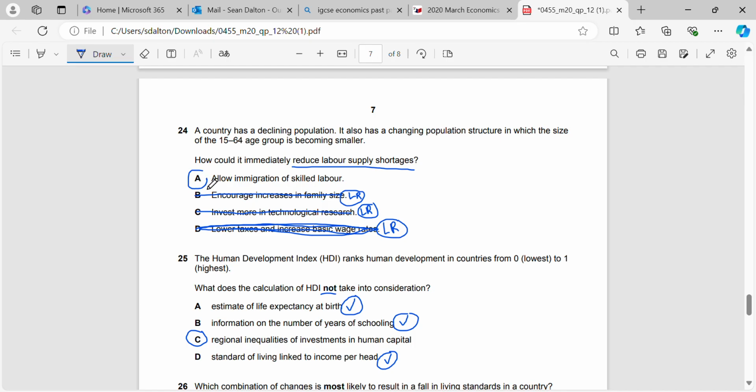But if we attract 15 to 64-year-olds from other countries to come work in our country, it will immediately reduce those labour supply shortages. So it'll be a short run effect. And then we can use all the other policies to safeguard against labour supply shortages in the future.